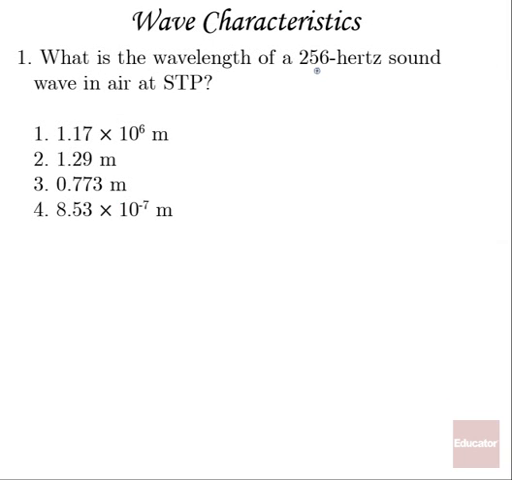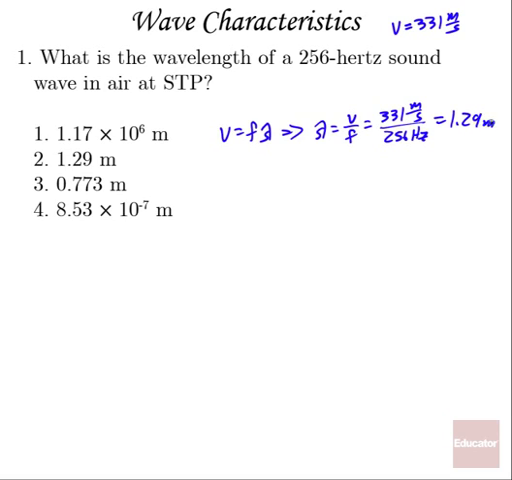What is the wavelength of a 256 Hertz sound wave in air at standard temperature and pressure? And for this set of questions, we're going to be asked to assume that the velocity of sound in air at standard temperature and pressure is 331 meters per second. So what's the wavelength? Well, if v equals f lambda, then we know that wavelength lambda equals v over f, or 331 meters per second over 256 hertz, which will give us a value of about 1.29 meters.